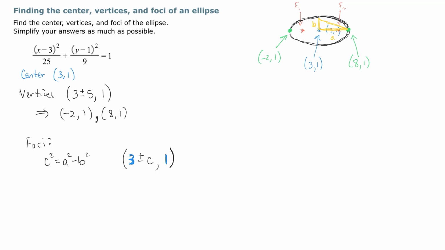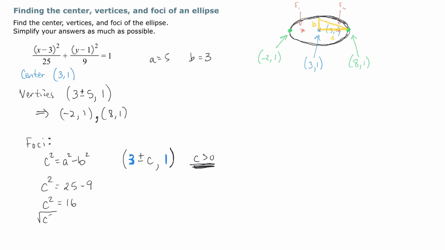Obviously, c is defined to be greater than 0. It's very important that you write this. A is 5 and B is 3, so you know that A is greater than 0 and B is greater than 0. Now let's look at c squared. C squared is equal to 25 minus 9, which is 16.